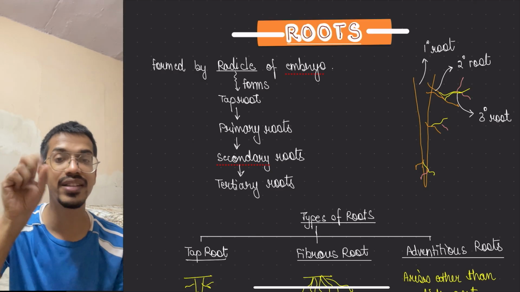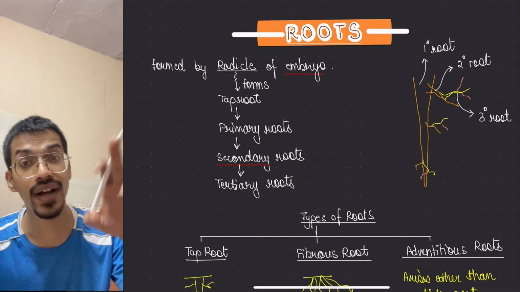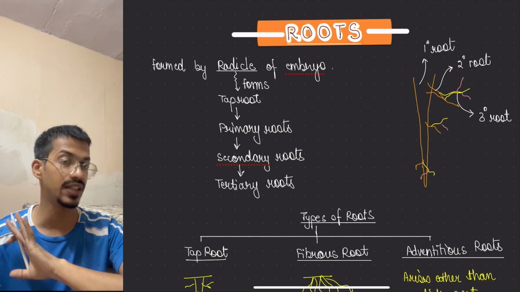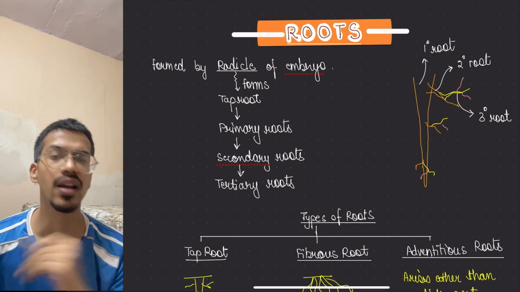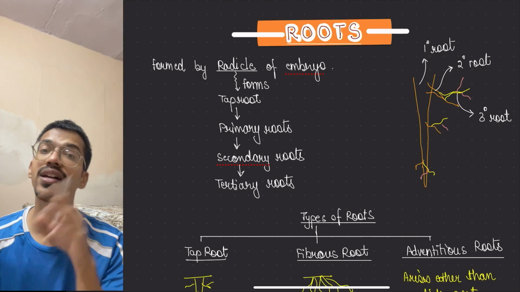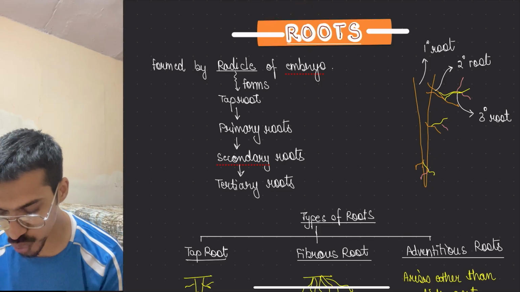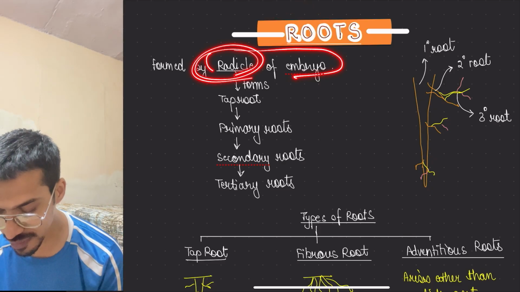How are the roots coming? Inside it there are two structures present. One is called plumule, the other is called radicle. So the roots are made up of radicle. How will we remember it? R for radicle, R for roots. The roots are formed by the radicle of the embryo.